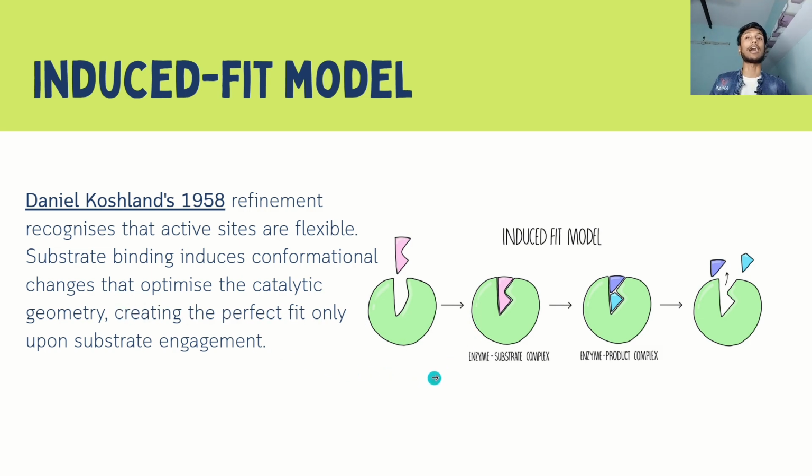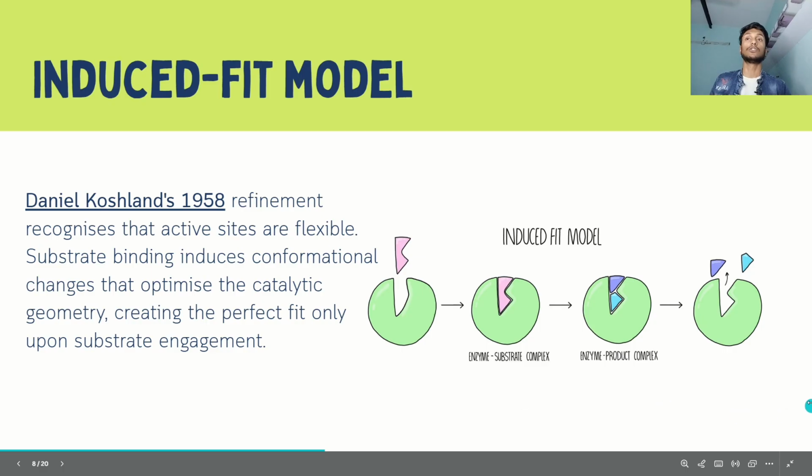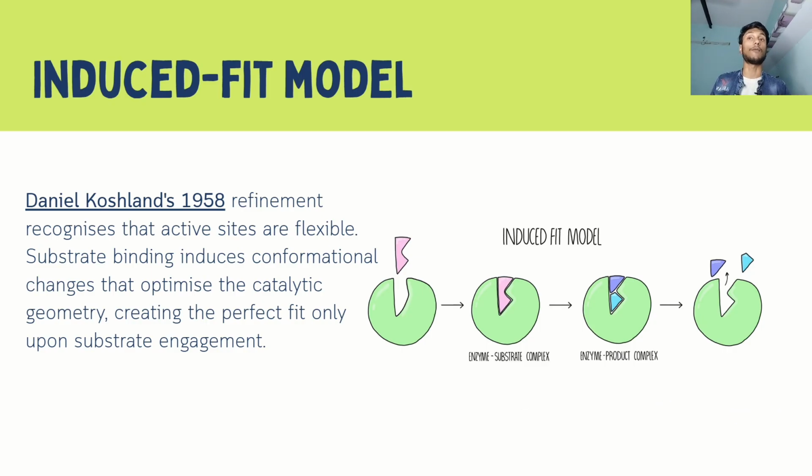He stated that the active sites are flexible in nature, so substrate binding introduces conformational changes that optimize the catalytic geometry, creating the perfect fit only upon substrate engagement. As you can see in the model, in the lock and key model, both the enzyme and substrate are fixed, but in the induced fit model, he said that the enzymes are flexible in nature, so the substrate can induce itself.